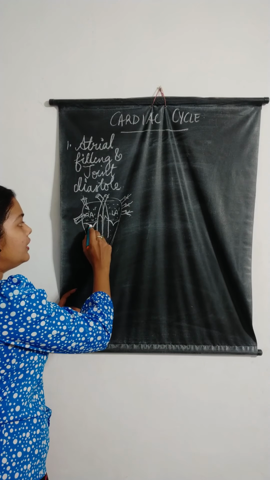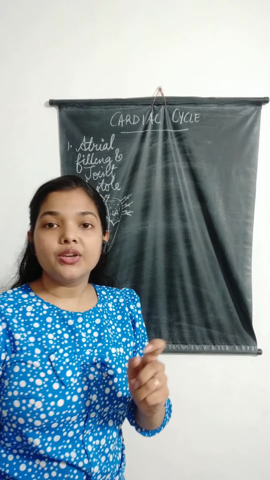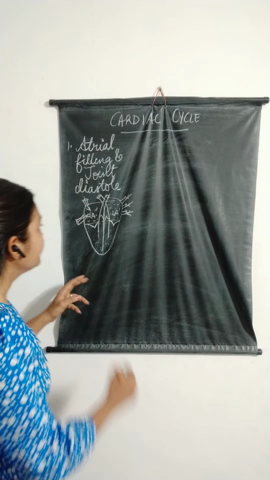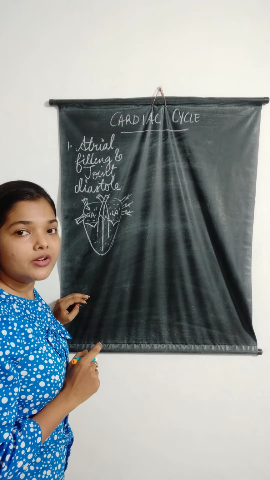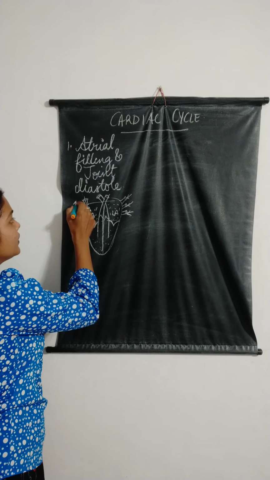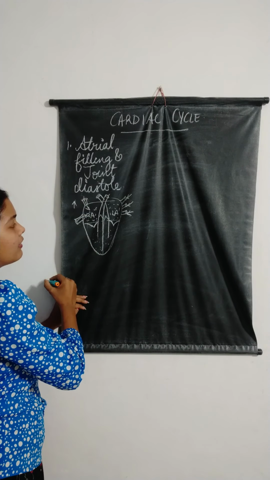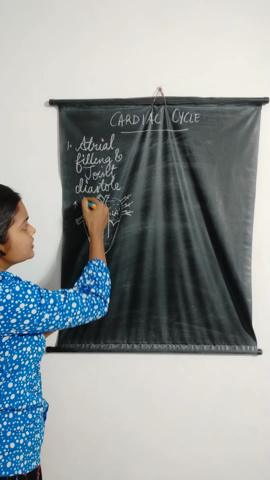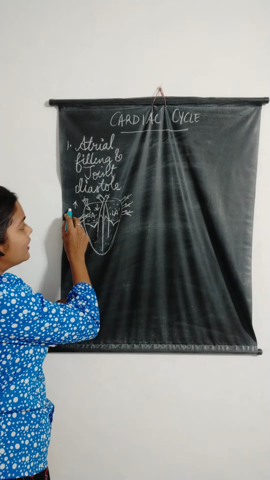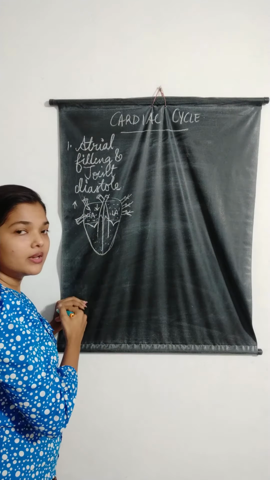Now, the AV valves and the semilunar valves remain closed, not allowing blood to rush into the next part. Since the blood is entering from outside, it always follows a pressure gradient. Pressure in the veins, the superior and inferior vena cava, is much more than in the right atrium. So blood moves from higher pressure to lower pressure. The same phenomenon happens on the other side.